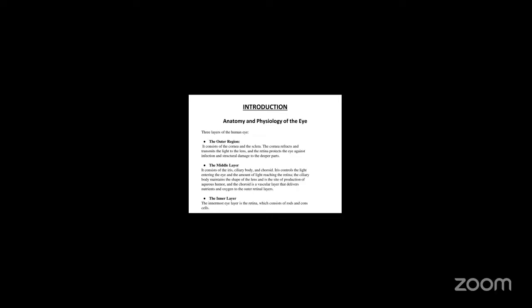The innermost layer of the eye is the retina, which consists of rods and cone cells, and it contains the blood vessels which reach to the brain.